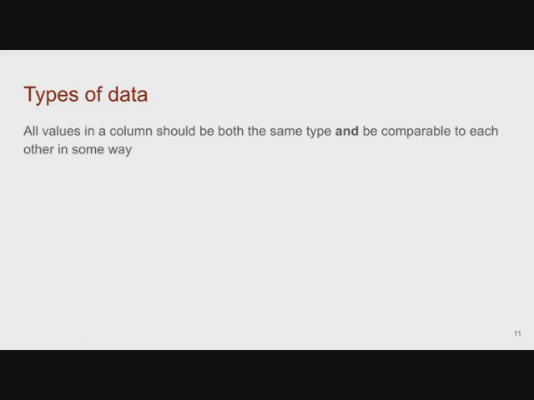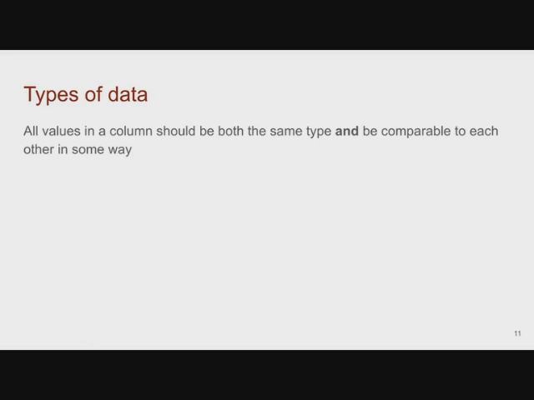When we look at data, it should be organized in a way that each column has the same type and should be comparable to each other in some way. So all of the rows in a population table should refer to the population.